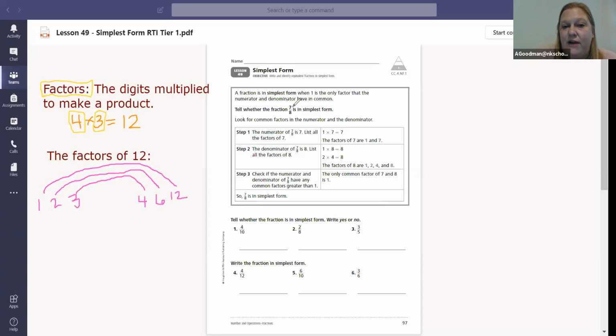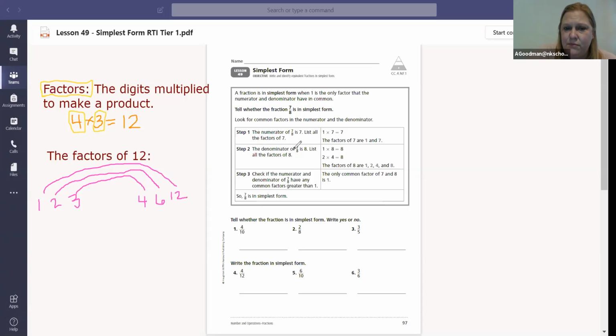So if you look at a fraction, 7/8. If we think about the factors of 7, 7's a prime number. 7 only has 1 and 7 as its factors. 2 times nothing makes 7, 3 times nothing makes 7, 4 times nothing, 5, 6, and then we're at 7. So 7 is a prime number, only has 1 and itself. So we look at 8. 8's not a prime number, but because 7 only has 1 and 7 as factors, 7/8 is the simplest form of that fraction.